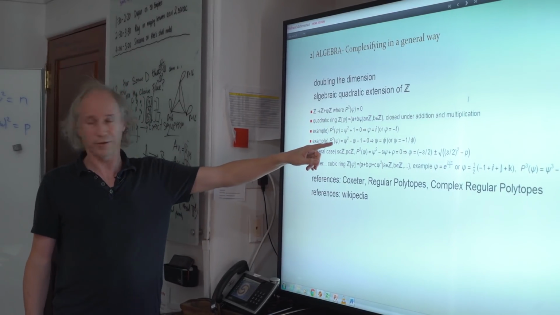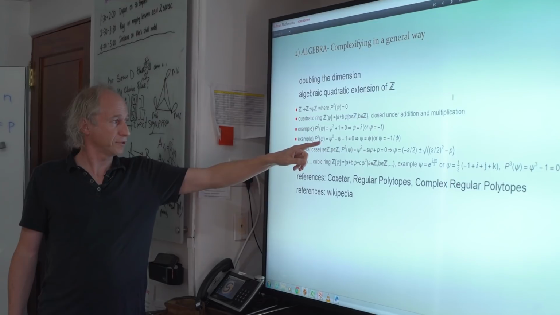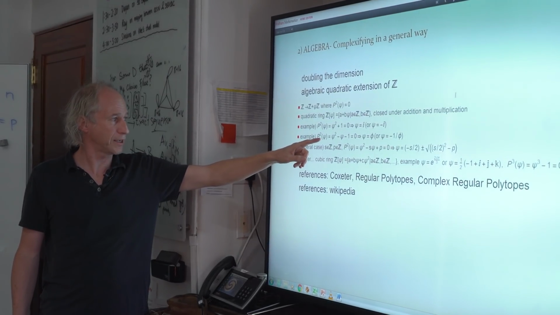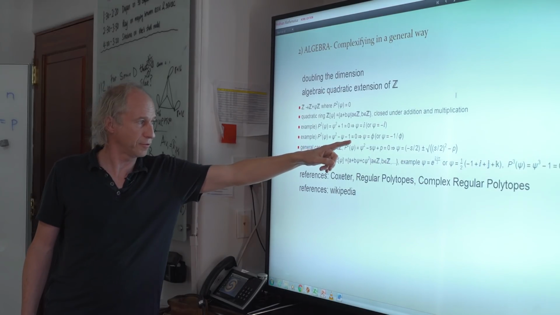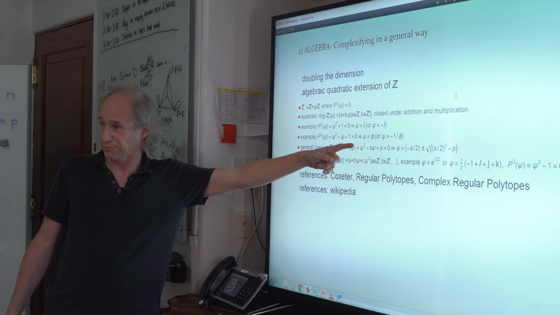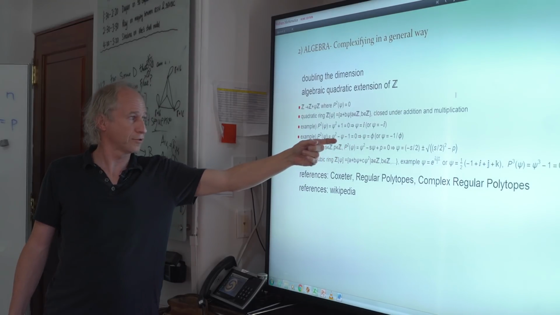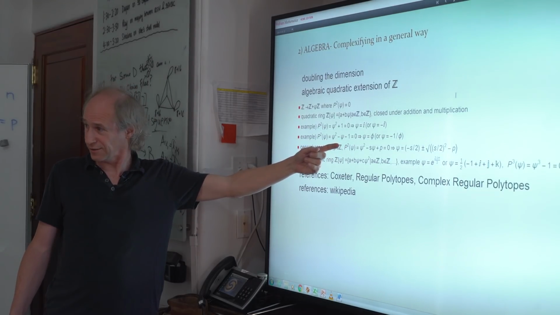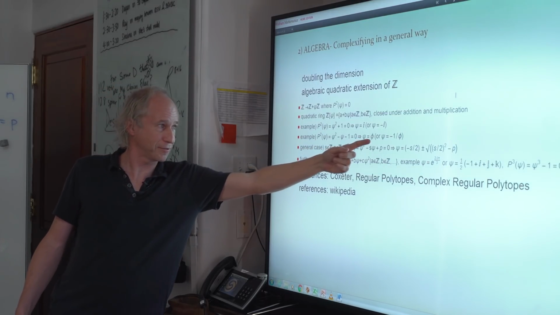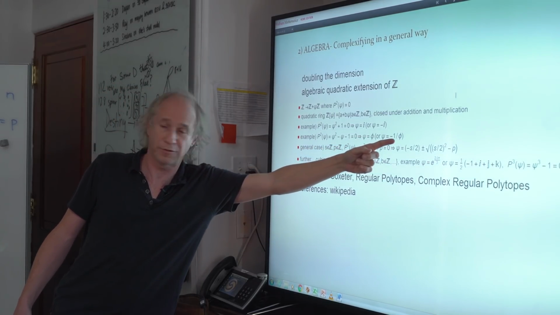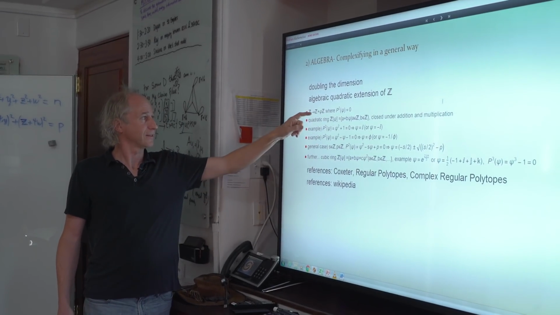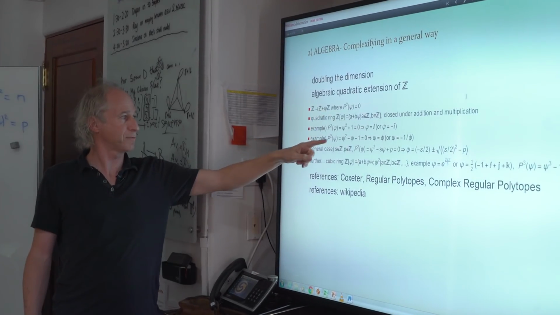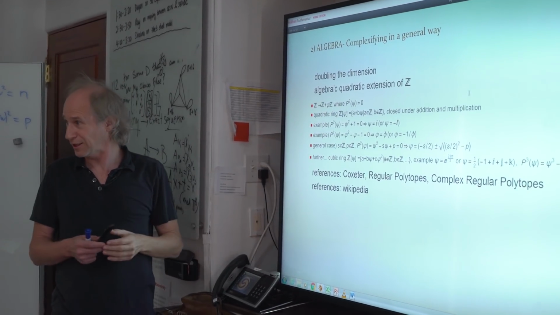But I can choose another polynomial. For example, this one, P2 of psi equals psi² - psi - 1 = 0. So you recognize this equation. What are the solutions for psi? That's the golden ratio, right? Yes, the golden ratio, psi equals phi, or minus 1 over phi. Wow. And so the numbers Z plus psi Z, where psi is phi, these are our Dirichlet integers.